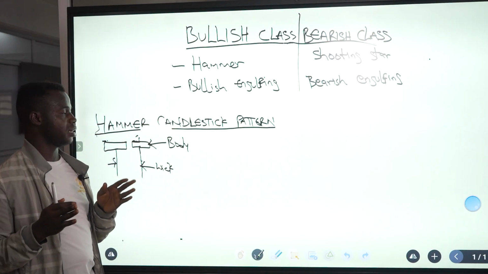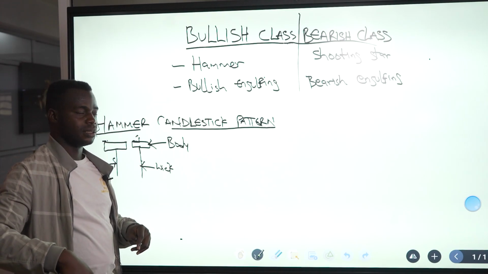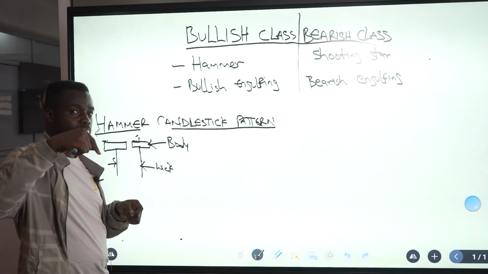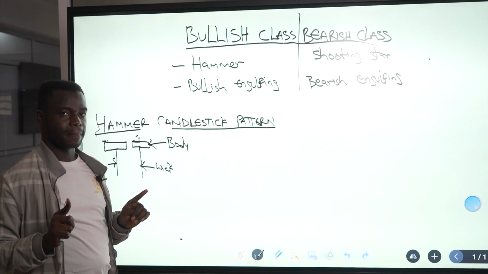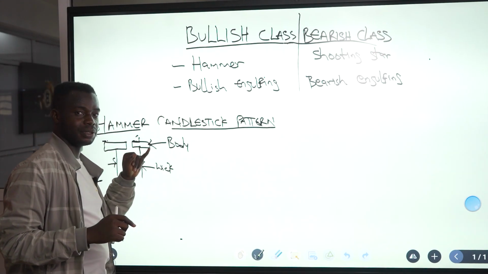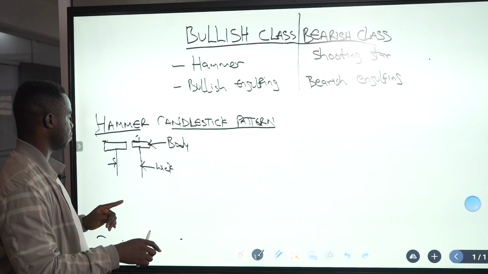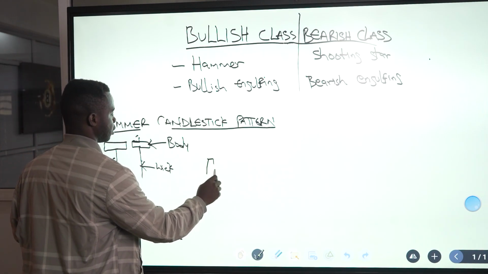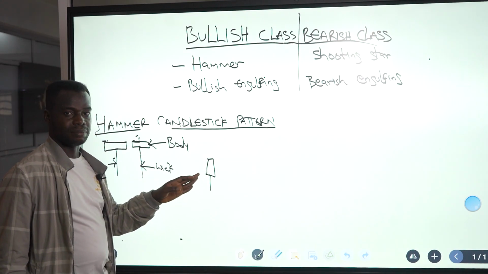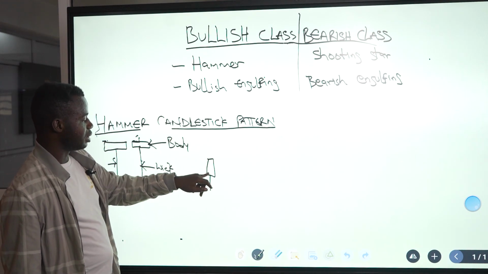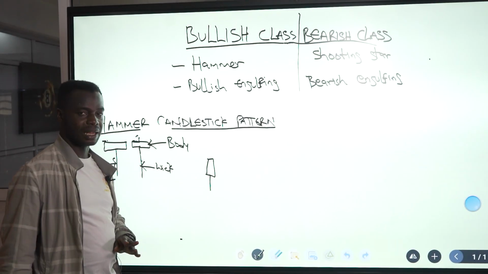So what makes up a hammer candlestick pattern is that the wick must be longer than the body. Note, the wick must be longer than the body. If the body and the wick are of equal sizes, it's not a hammer. If both are equal, then it's not a hammer candlestick pattern. So something like this is not a hammer candlestick pattern, because if you check, the body and the wick are of almost the same length. So we don't see that as a hammer candlestick pattern.